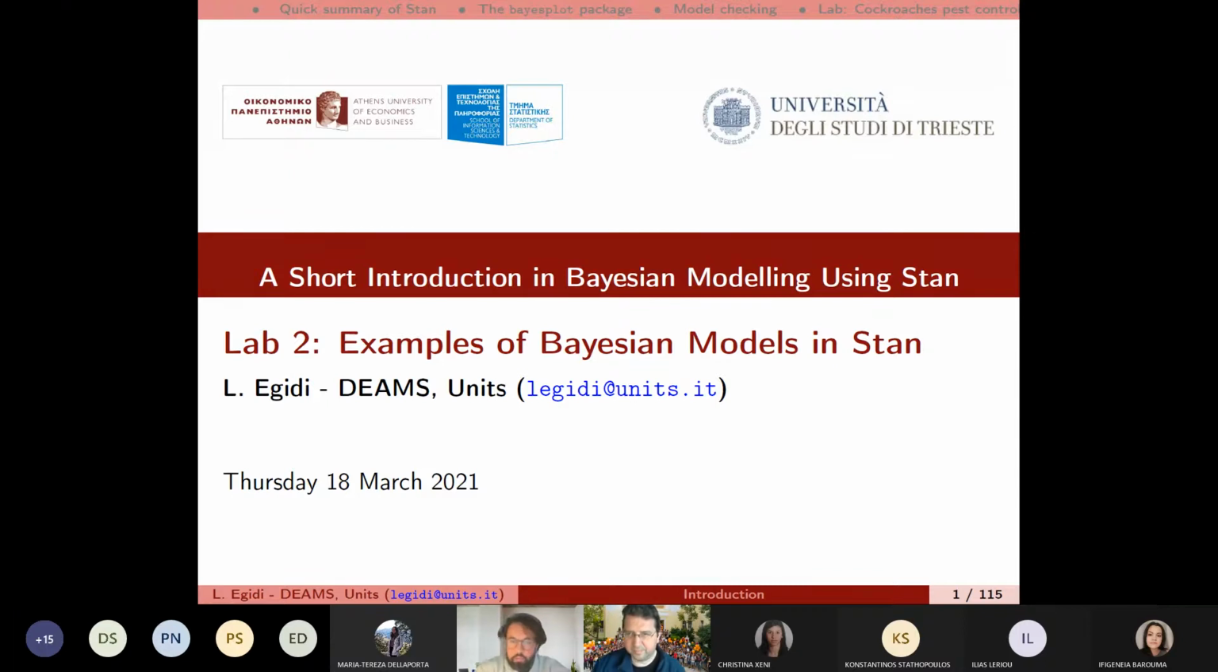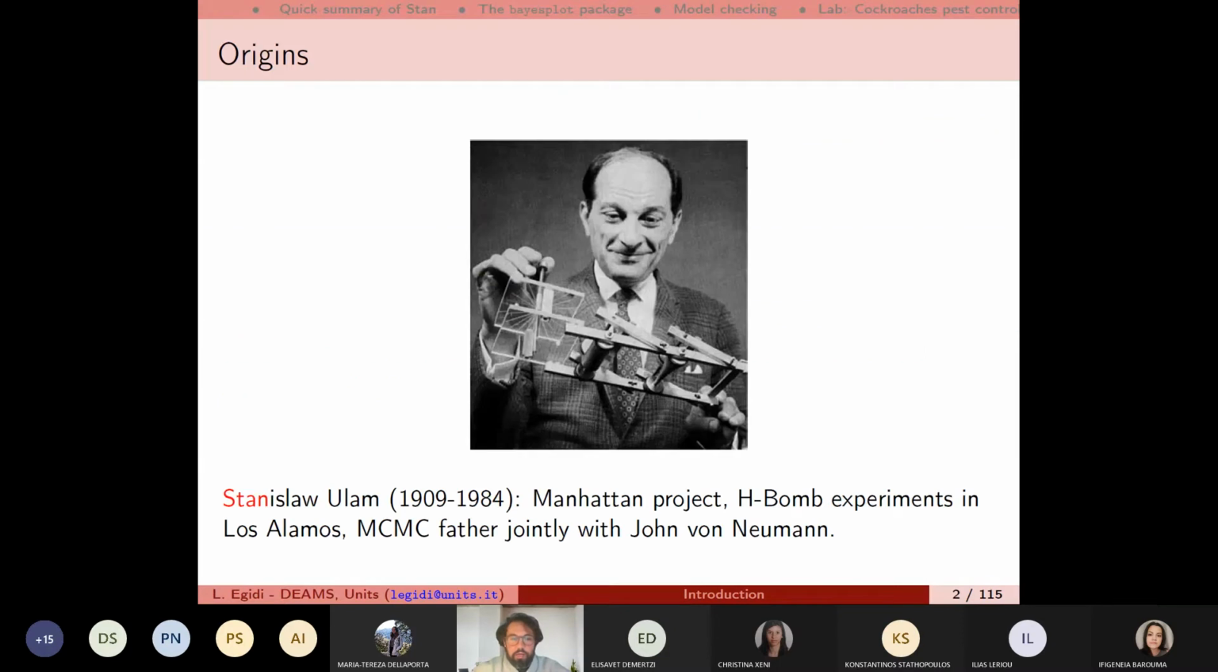Okay, guys. So today I'm going to give a very quick introduction to some Bayesian models in Stan. I saw that you already had a quick introduction to Stan, so I'm going to review something. I will be quite fast in some slides because, of course, in 2 hours we have to be fast.